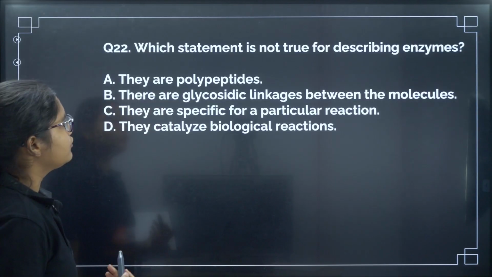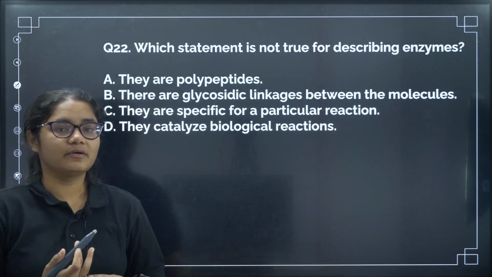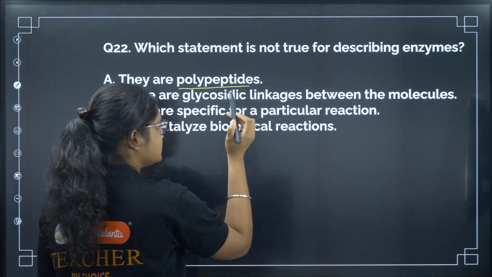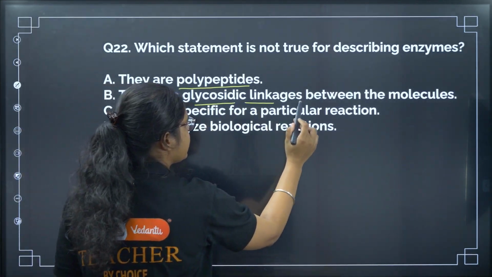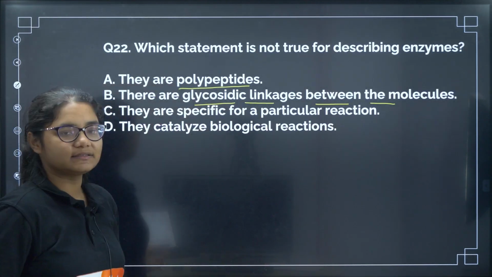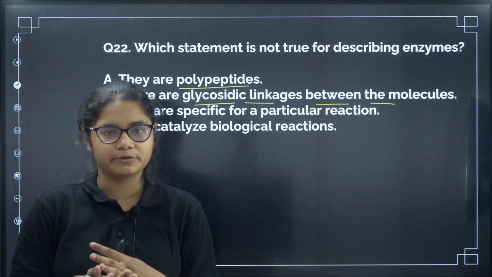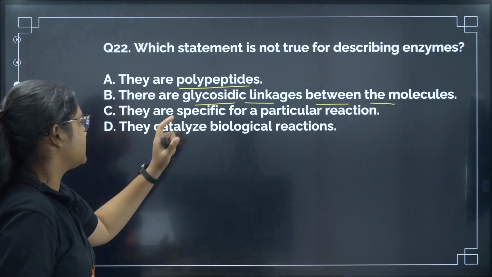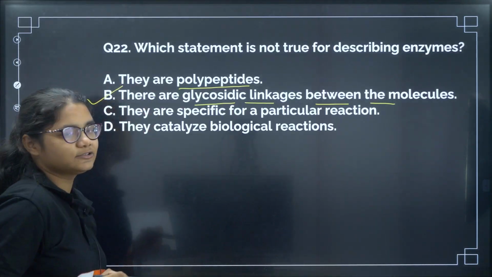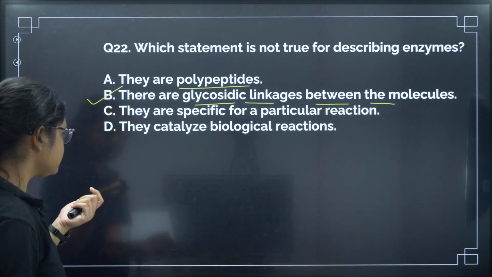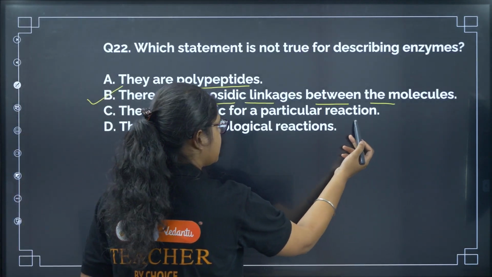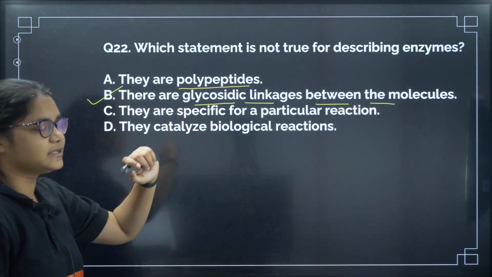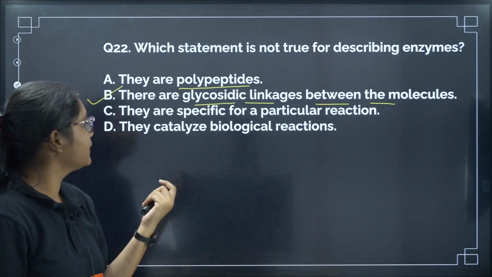Next, which statement is not true for describing enzymes? You must remember enzymes are proteins. Okay, so they are polypeptides. That is correct. They are glycosidic linkages between the molecules, this one you can say, if proteins are there, then what is the linkage between the amino acids? Peptide bond is the linkage, right? So that is why this one is the incorrect statement. Correct answer is option number B. Okay, they are specific for a particular reaction, yes, and they catalyze the biological reactions. These enzymes are called biocatalysts.